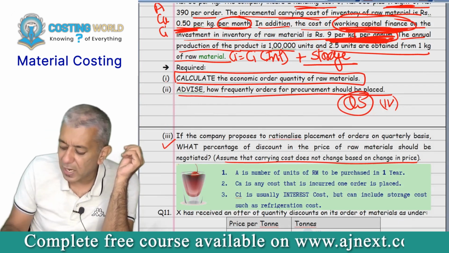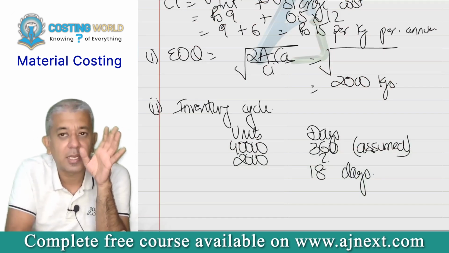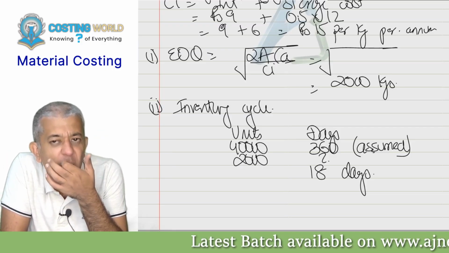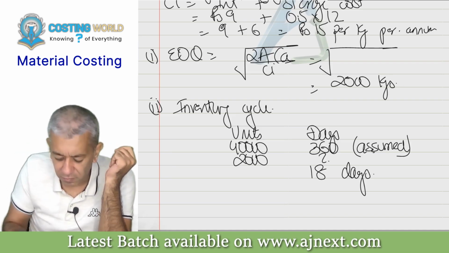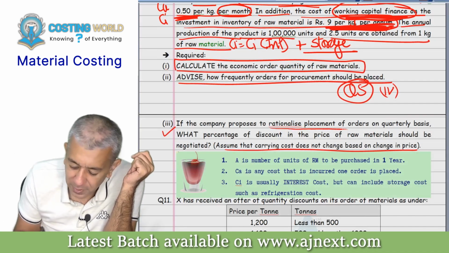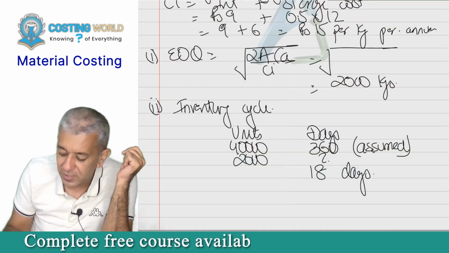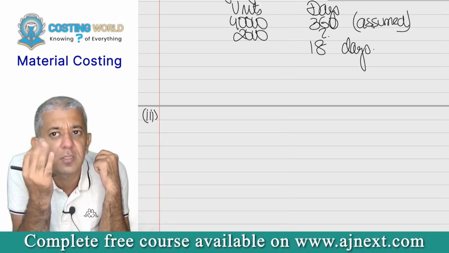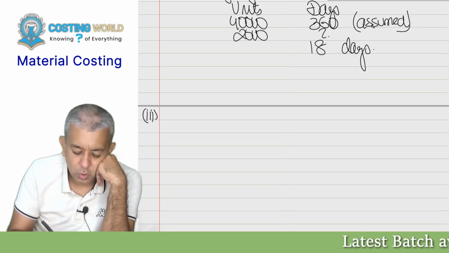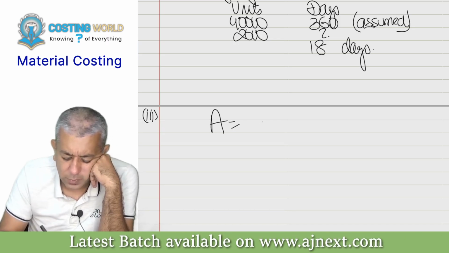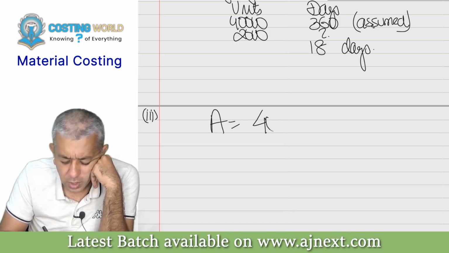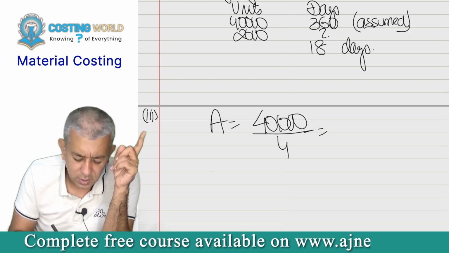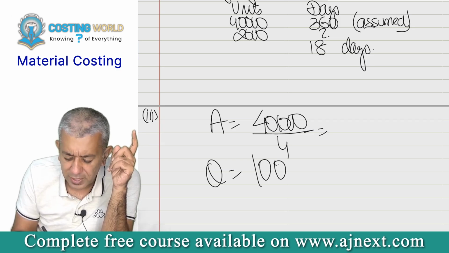Now see, currently we are purchasing after every 18 days. Tell me how many units? 2,000. Okay, we want to rationalize placement of orders on quarterly basis. Can we say quarterly basis means we will order only 4 times in the year? Yes. My A in this question is how much? 40,000. I only want to order 4 times in the year. So can we say Q will be nothing but 10,000?